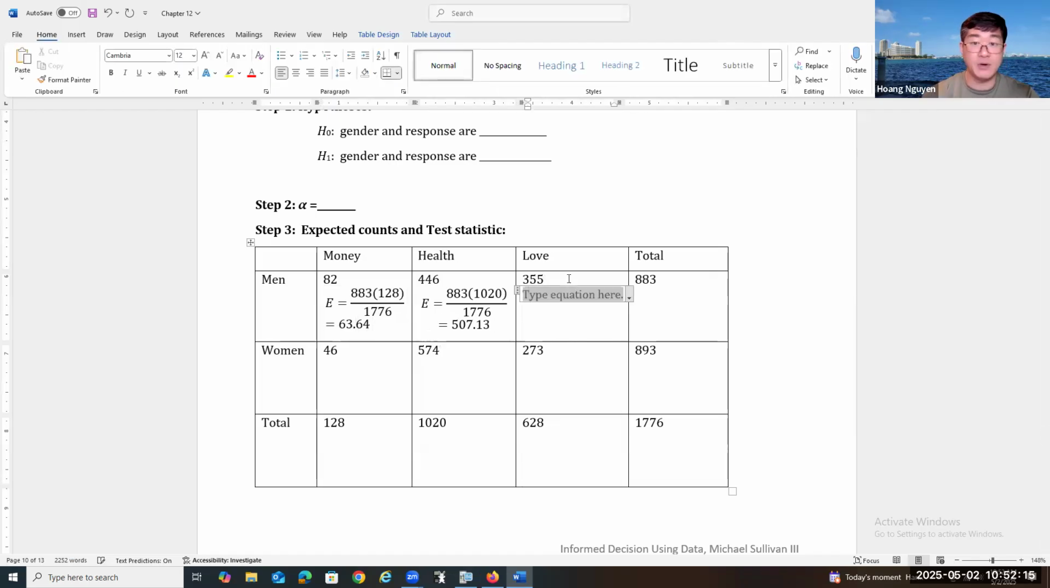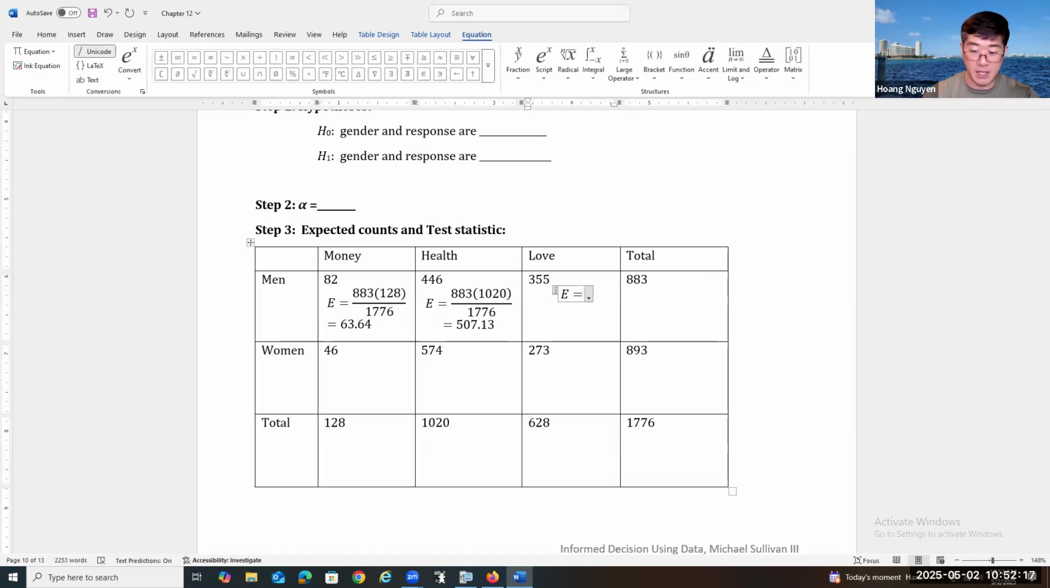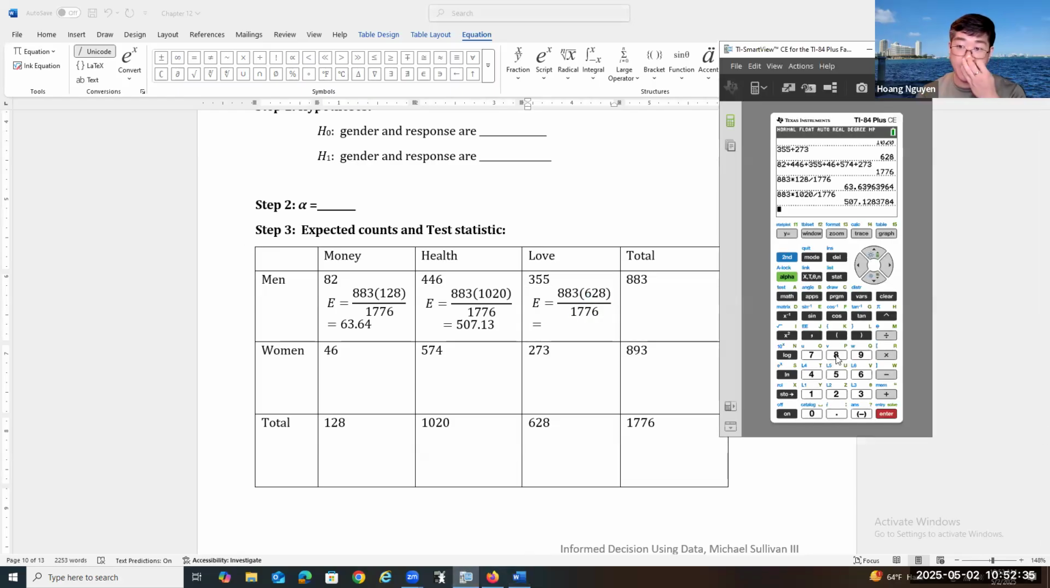Now, similar idea, we can move on to the next one. The expected value is the row total, 883, times the column total, 628, divided by the table total, 1776. So it's going to be 312.23.